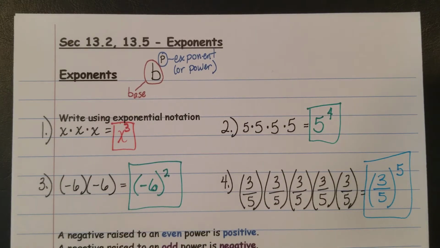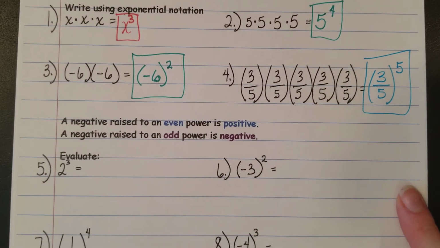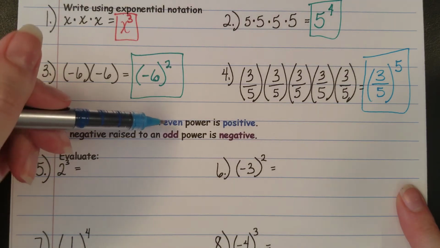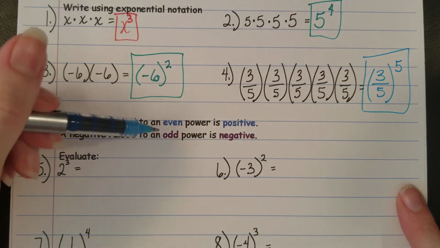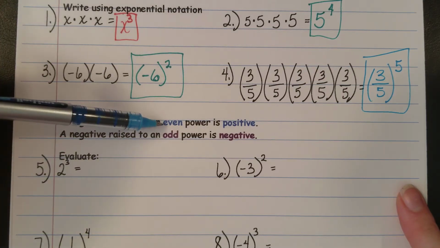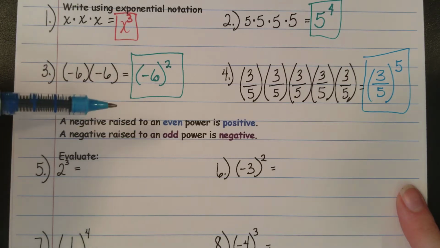Now when it says evaluate, that is where they're looking for the answer, of actually multiplying it out. When you have a negative that is raised to an even power, the answer is going to be positive. A negative raised to an odd power is going to be negative. We'll see some examples of that. Even means even numbers like 2, 4, 6, 8, etc. And odd numbers would be like 3, 5, 7, 9, etc.